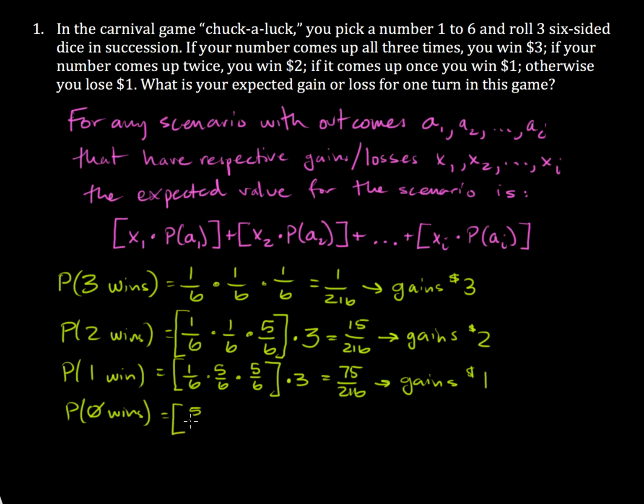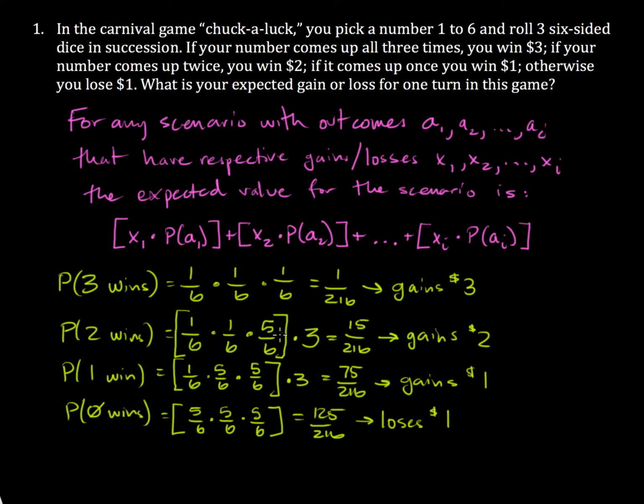And so that's a 5. I don't win on the first roll, so that's 5 over 6. I don't win on the second roll, that's another 5 over 6. And I don't win on the third roll, that's 5 over 6. But I don't have to multiply this one times 3, because there's no other way to arrange the 3 rolls here. They're all losses. So this gives me 125 out of 216, and this loses $1 in our scenario.